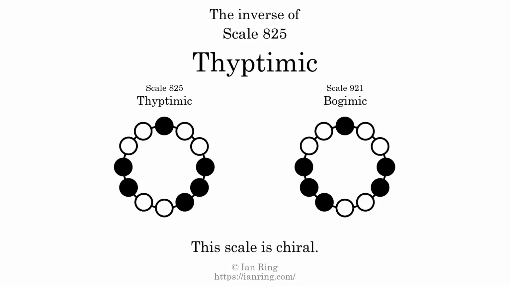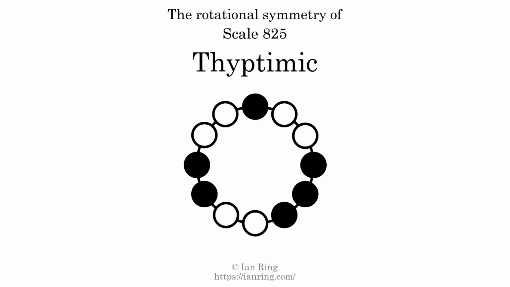The inverse of a scale is a mirror image. It is what you get when the sequence of intervals is reversed. The inverse of this scale is scale 921, also known as Thyptimic. This scale is chiral. It cannot transform into its inverse by rotational transformation. This scale has no rotational symmetry.